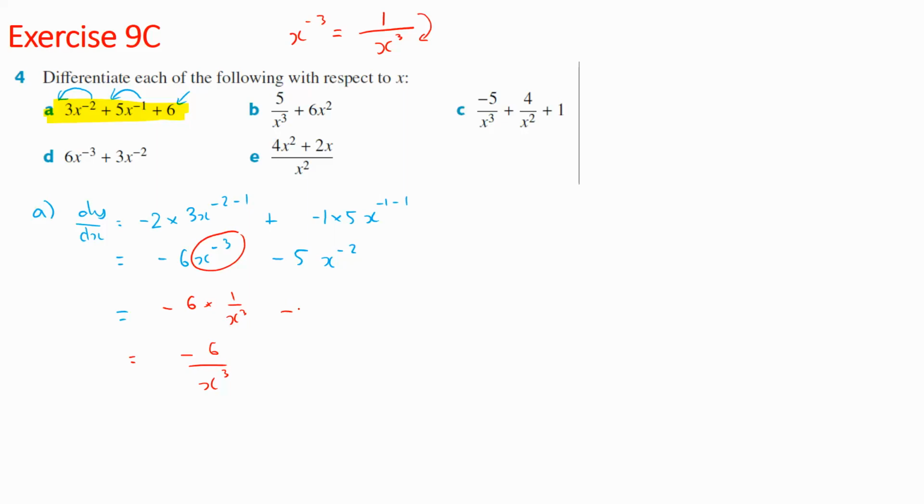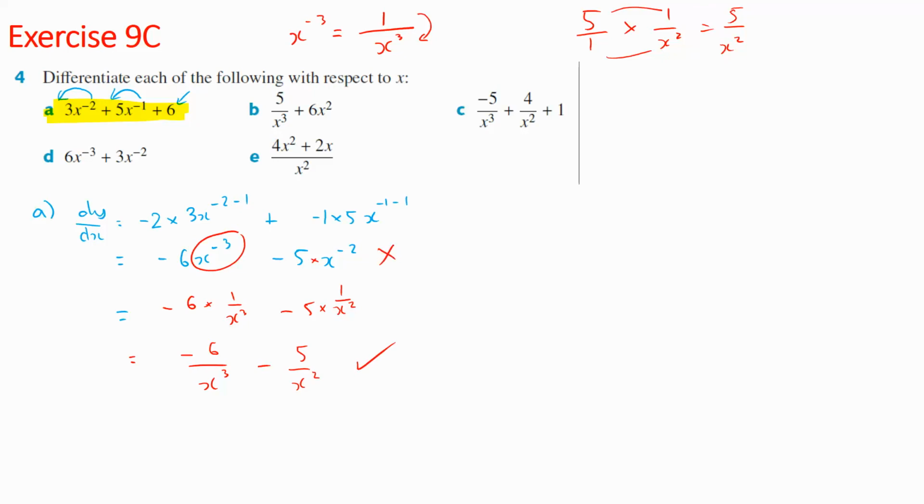Okay, so same thing with this one. This would be minus 5 times 1 on x squared. So if you know about fractions, 5 is a whole number. So if you write it, it's like 5 on 1 times 1 on x squared. So of course, 5 goes with 1, 1 goes with x squared. So that just makes it minus 5 on x squared. That's a more preferred answer than this. Don't leave your answer there with negative powers.